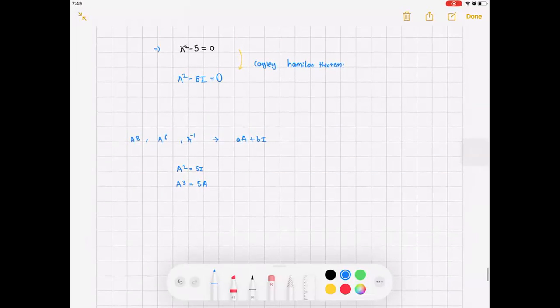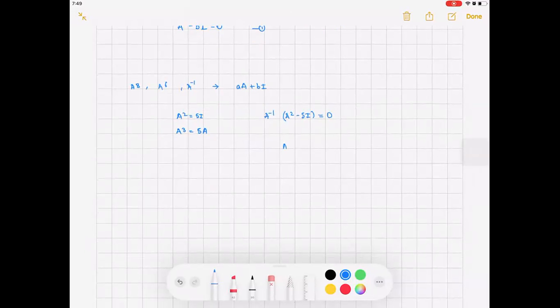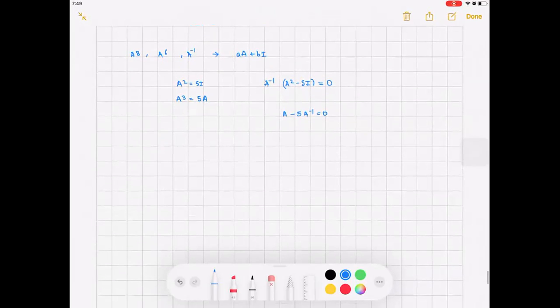If you need to find this equation from A inverse, just multiply by A inverse: A squared minus 5A, multiplied by A inverse, equals 0. This gives A minus 5 into A inverse equals 0, and therefore A is equal to 5 into A inverse. So this is the application of the Cayley-Hamilton theorem.